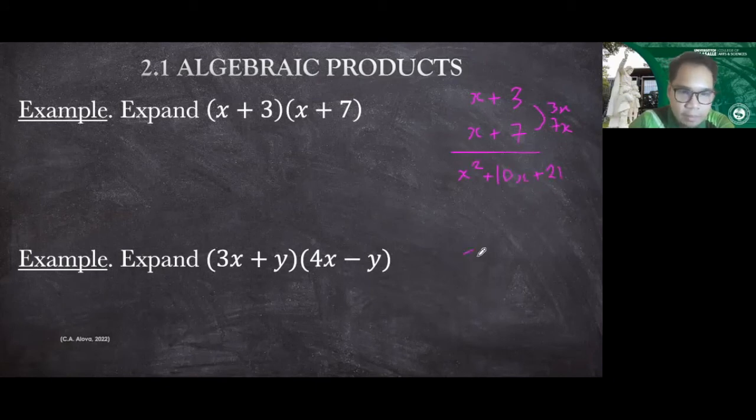Here on the second example, we have 3x plus y times 4x minus y. So what would be our product? Vertically, 3x times 4x is going to give us 12x squared. Crosswise, 3x times negative y is going to give us negative 3xy. And then add that to the product of 4x times y. That's going to give us 4xy. So 4xy plus negative 3xy is going to give us plus xy or plus 1xy. We can hide the 1. And then y times negative y is going to give us negative y squared. And that's our answer for that second example.